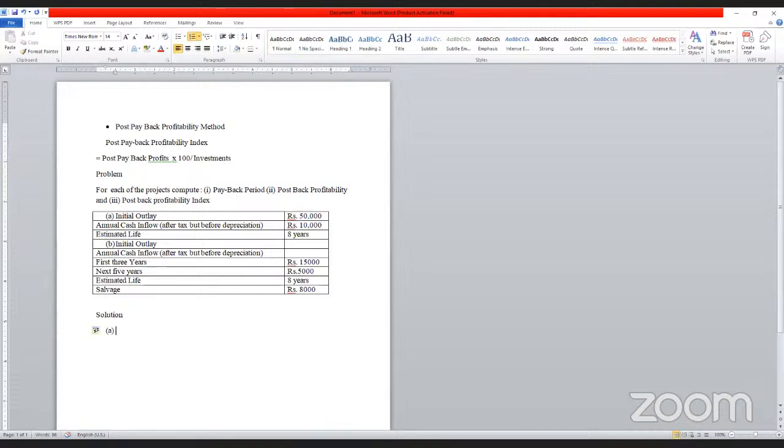Under that, the first one: payback period is equal to investment divided by annual cash inflow.